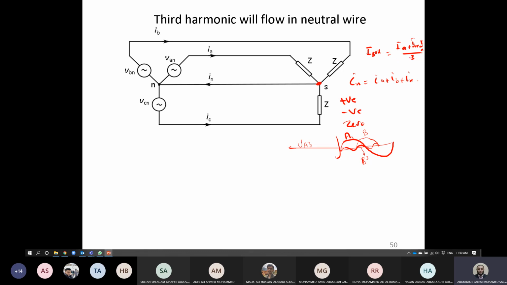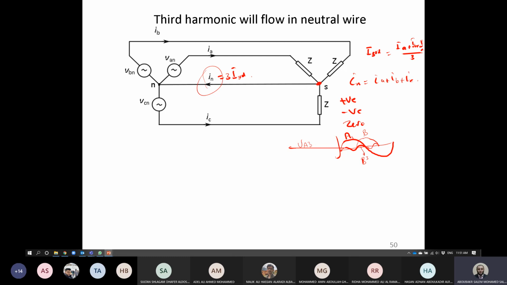So here, if we have third harmonic components, you will find IN equals 3 multiplied by the third harmonic components. Is it right? So if you have three-phase systems that include harmonics, the third harmonic component will flow in the neutral wire, because IN is nothing but 3 I third harmonic. Is it clear?